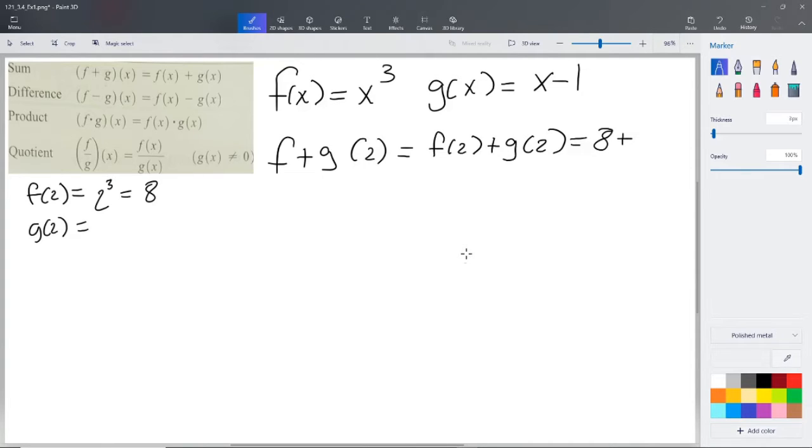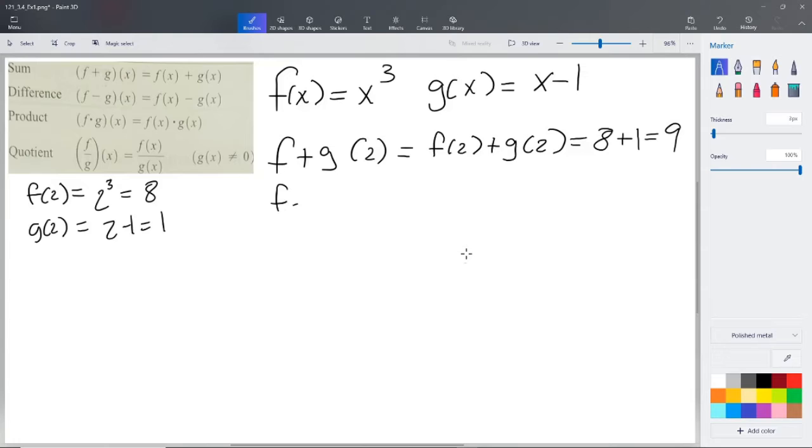G of 2 is 2 minus 1, otherwise known as 1. And so we're going to have 1 here, and we know that 8 plus 1 equals 9. And so F plus G of 2 equals 9. Pretty slick that way. It's a lot more fun when you have numbers. As I like to say, numbers in, number out. X in, equation out. That's kind of the way we work with things. So let's go to the next one here.